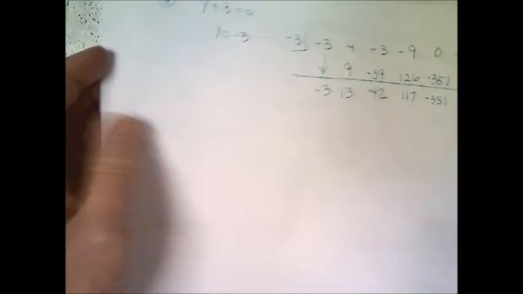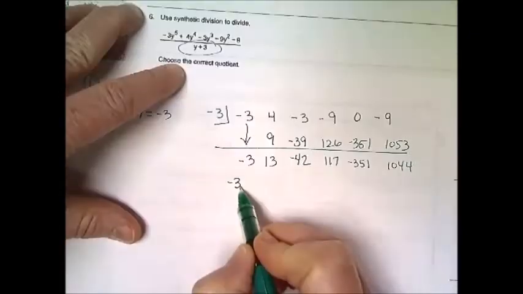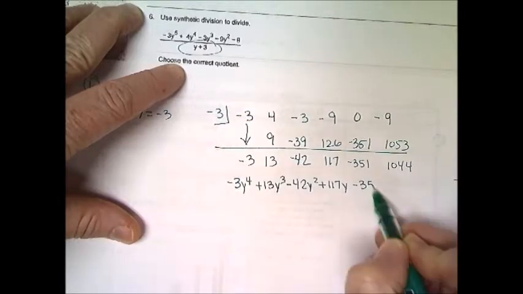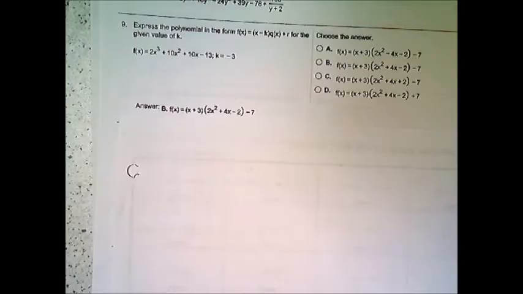So this problem started out being a degree 5. So we're going to start here: negative 3 y to the 4th plus 13 y to the 3rd minus 42 y squared plus 117 y minus 351 plus 1,044 over the divisor of y plus 3.